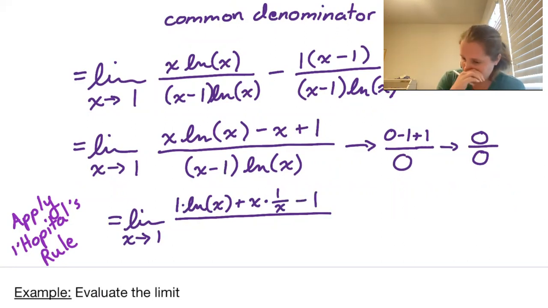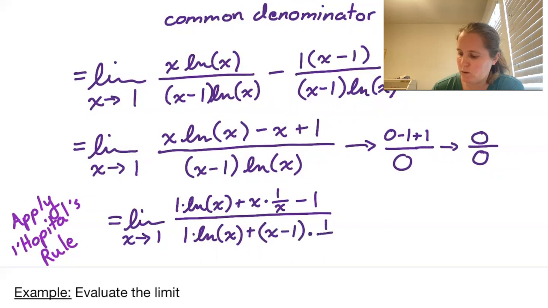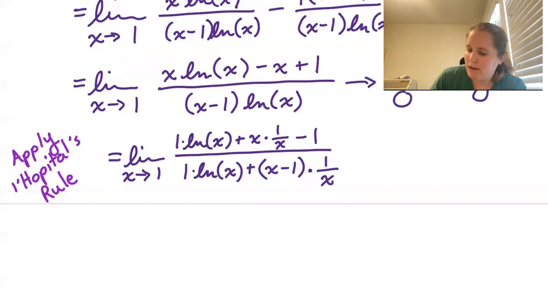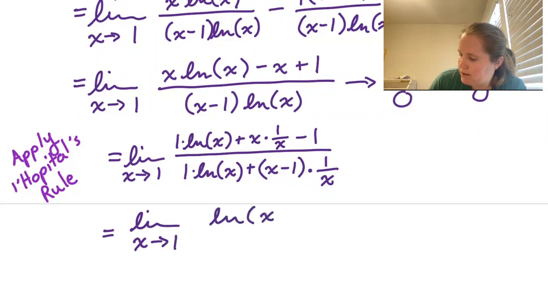And down below, again, we have a product rule. That first derivative is 1 times the natural log of x. And then plus x minus 1 times 1 over x. I need to give myself a little more space. This is equivalent to the limit as x approaches 1 of the natural log of x all over the natural log of x plus x minus 1 over x.